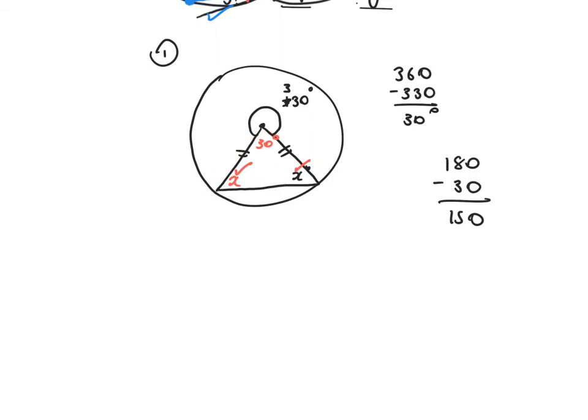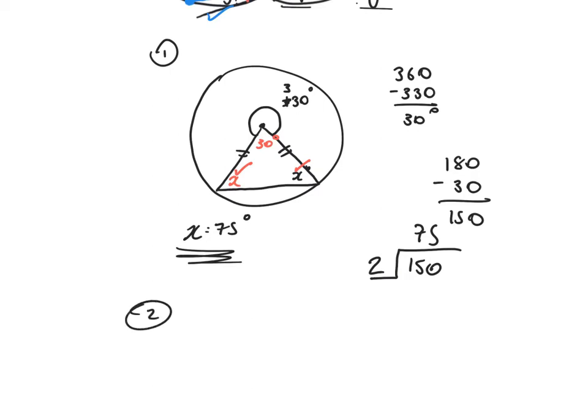They both add up to 150, they're both the same, which means one of them is just 150 divided by 2, and that's 75 degrees. Final answer. Let's try an example 2.